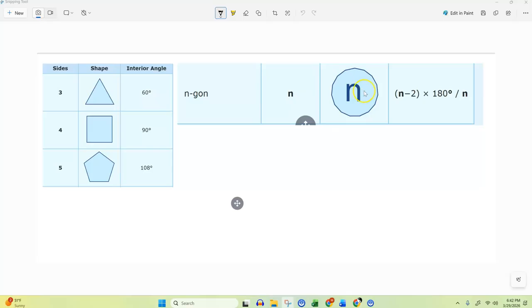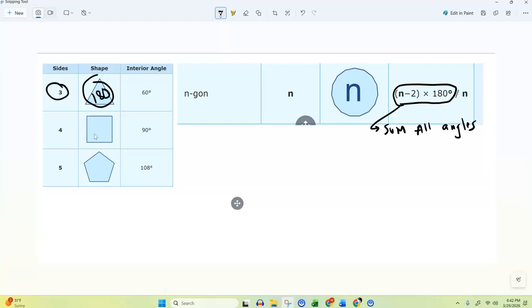So for example, this is what you just saw right here. This is the formula. And then these are 3 examples. The first part is this one right here. This part right here is the sum. This is the sum of all. Sum is the total. Okay, so we already know that a triangle has 180 degrees total, right? We also know that the number of sides is 3. So basically 3 is equal to n.